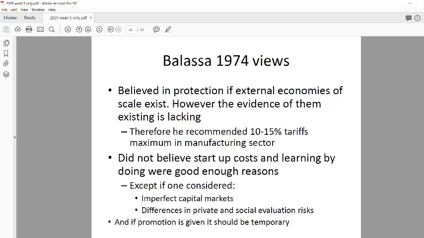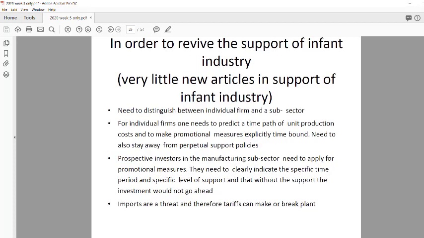You think, okay, Balassa was one of the few guys who disagreed with us, but he said, okay, if external economies of scale existed, if there were imperfect capital markets, if there were differences in risk evaluation between the private and social sector, then we would allow for protection, but only for a temporary time. So what we will find now over time, if you go read up on that and look out for articles that were pro-infant industry, is there's very little that is new currently out there.